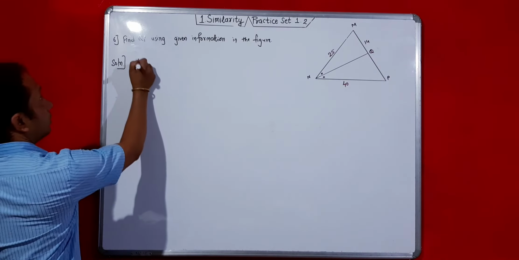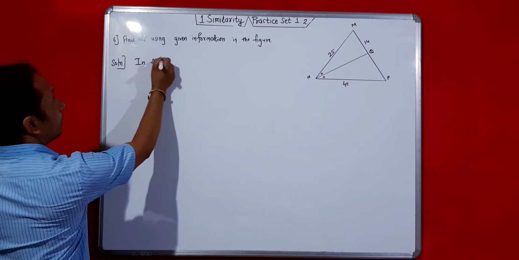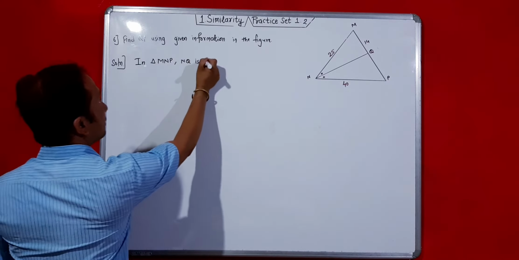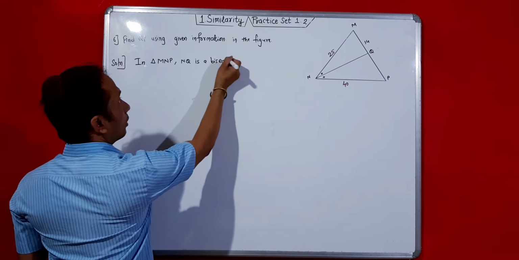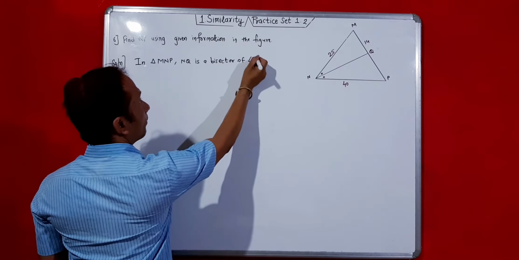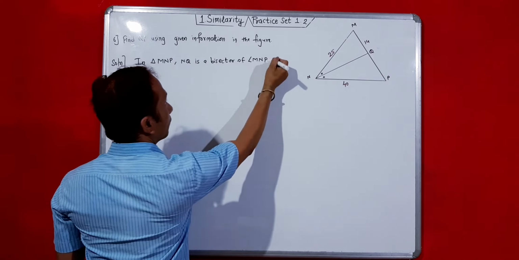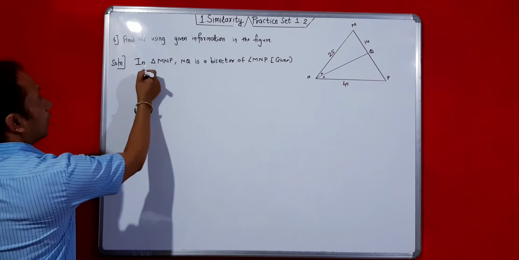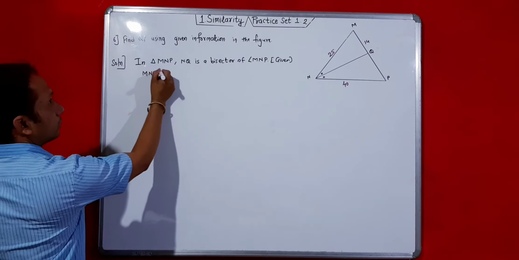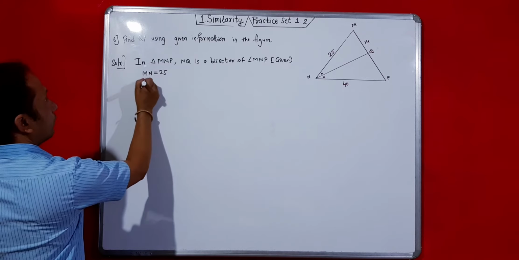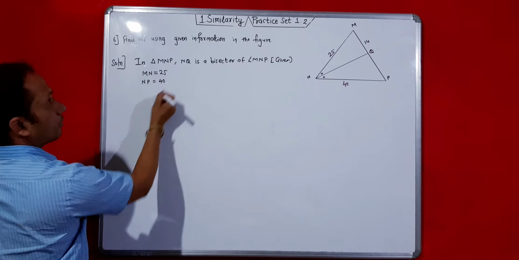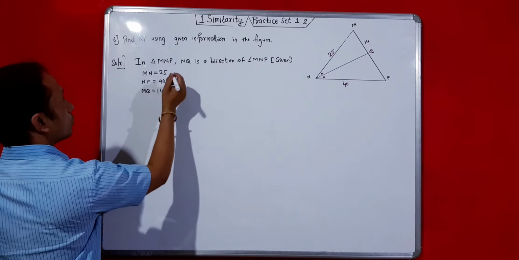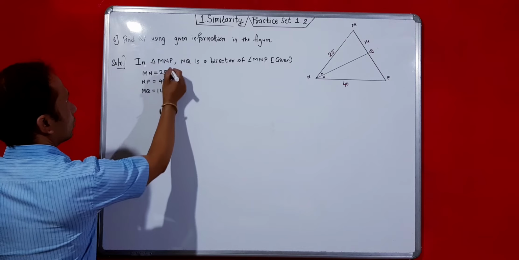In triangle MNP, NQ is the bisector of angle MNP. It is given, so you write it as given. Then MN is given 25, NP is given 40, and MQ is given 14. These all are the givens.